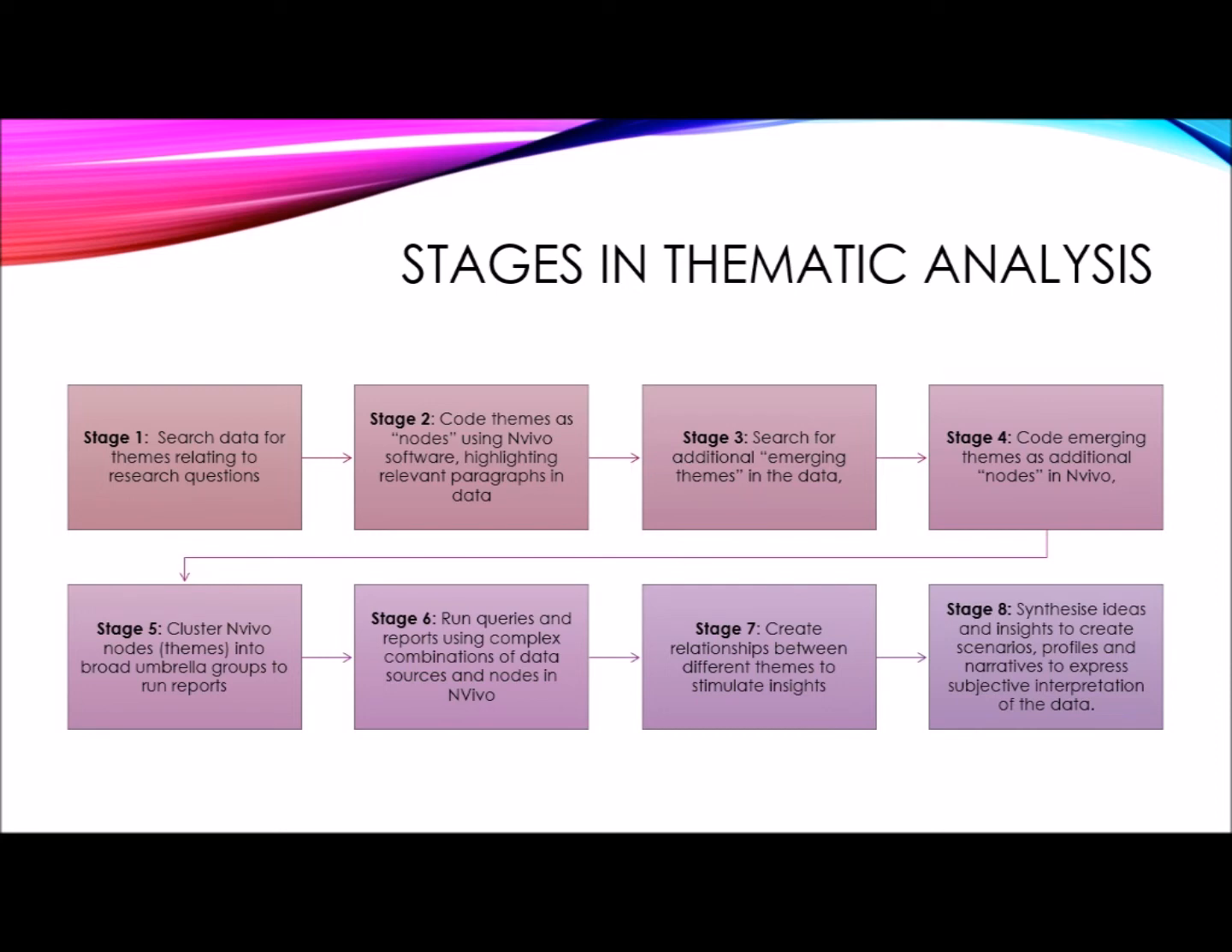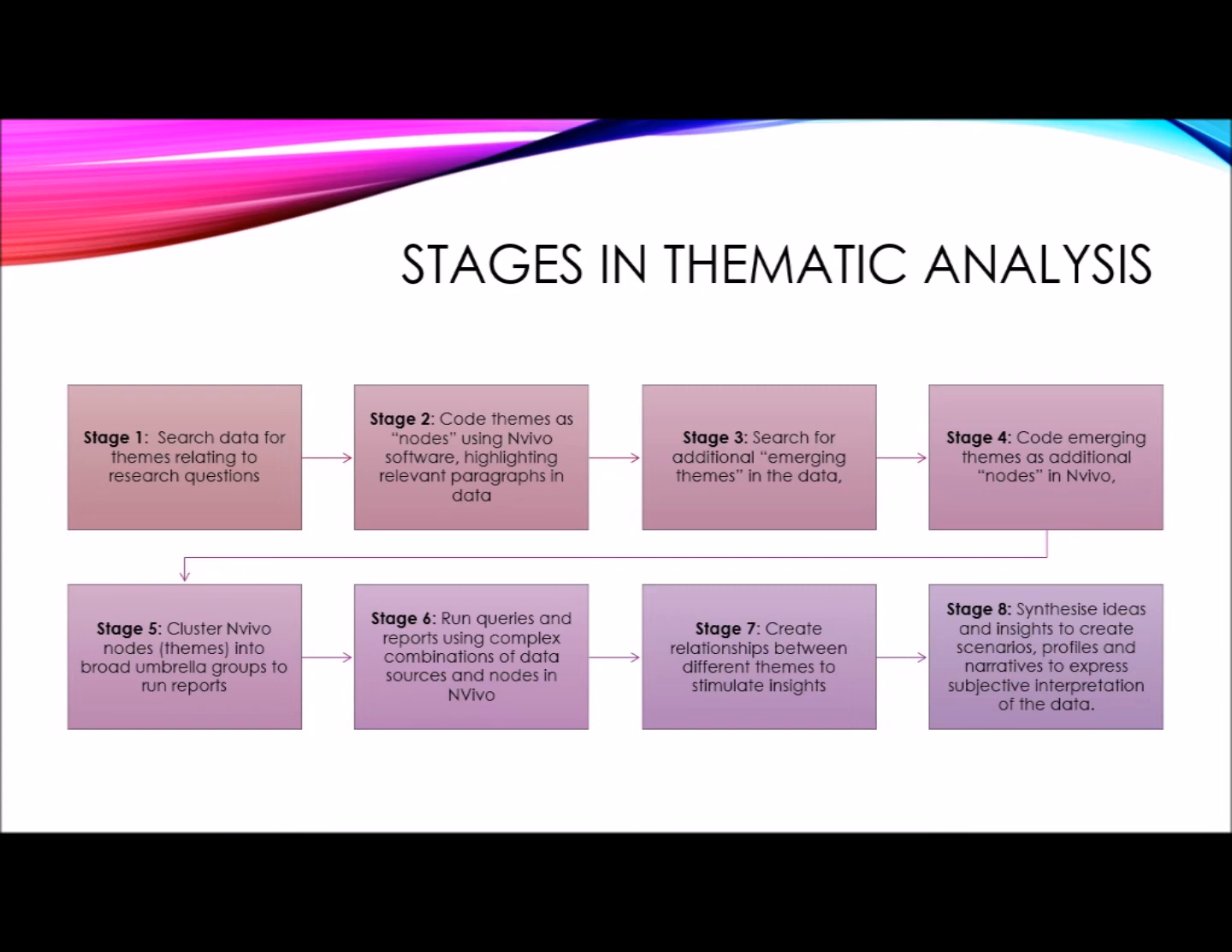In stage 1, we can search our data for themes relating to our research questions. In stage 2, we can code these themes as nodes, for example, using software such as NVivo to highlight relevant paragraphs in our data. In stage 3, we can use a conceptual framework, for example, the systems thinking framework, to look for additional or emerging themes in the data.